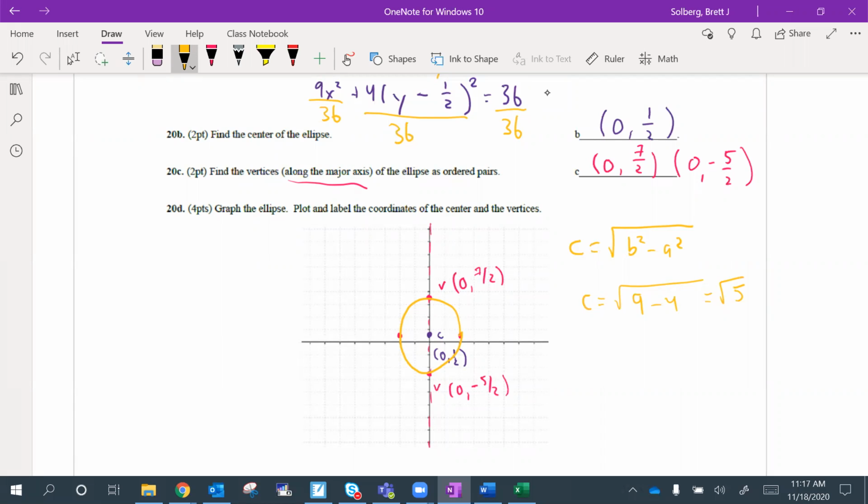All right, so there's an ellipse question. Do you have any questions on how we got the equation or graphed it?